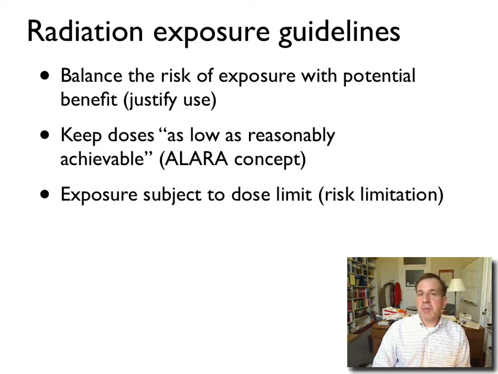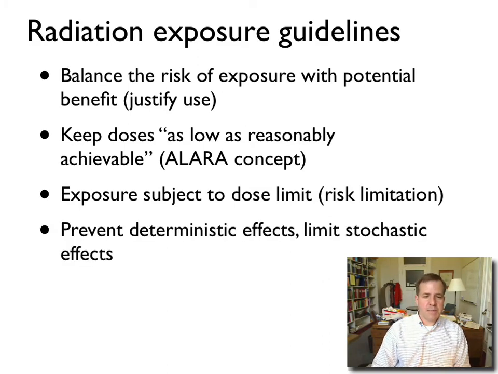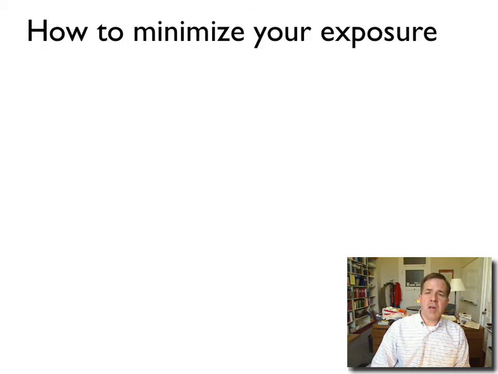The exposures that we receive are subject to some dose limit. At Hopkins, for instance, we monitor the radiation dose that all of our people who work with radiation-producing equipment receive. And as someone approaches the lifetime dose limit, we may prevent them from working with radiation-producing equipment anymore. Our goal is always to prevent any sort of deterministic effect, right? We never want to have any radiation burns or any large-scale exposure like that. And we limit stochastic effects by minimizing the exposure of all of our students and workers to radiation from our equipment. So how do we minimize exposure?